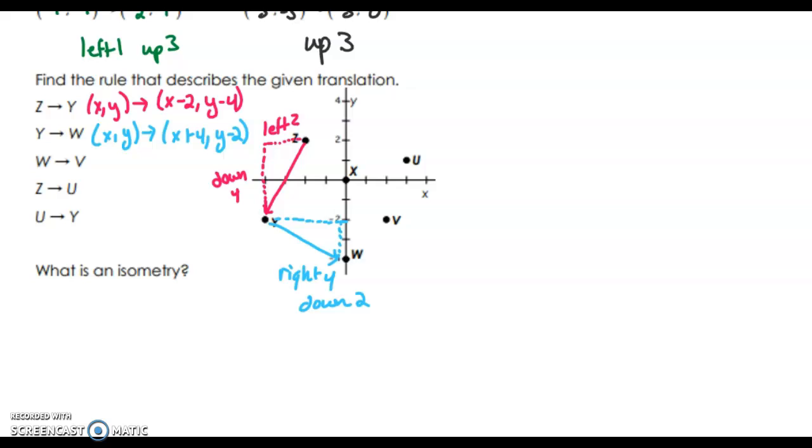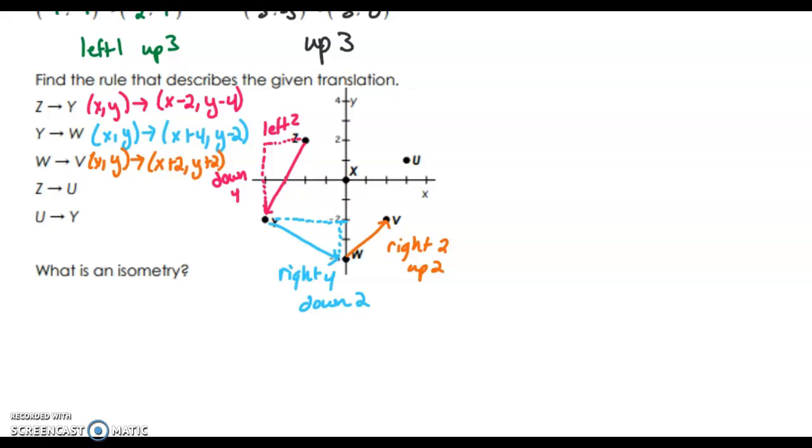So w to v. All right, that's right here. Okay, so what is its horizontal change and what is its vertical change? All right, so it goes to the right 2 and up 2. So it's going to be x comma y, and then it's going to be x plus 2, there's right 2, and y plus 2, there's up 2. Okay, I'm going to go ahead and have you try from z to u.